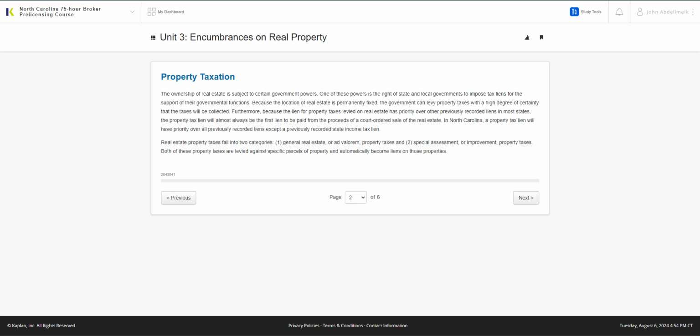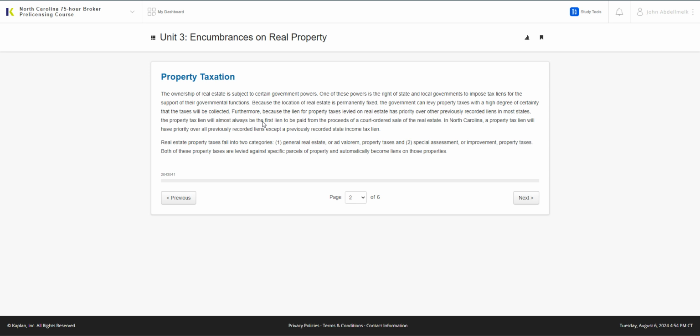The ownership of real estate is subject to certain government powers, right? One of the powers is the right of state and local governments to impose tax liens for the support of their governmental functions. Because the location of real estate is permanently fixed, the government can levy property taxes with a high degree of certainty that the taxes will be collected.